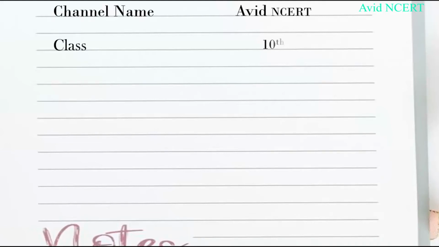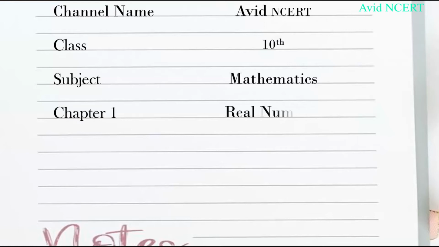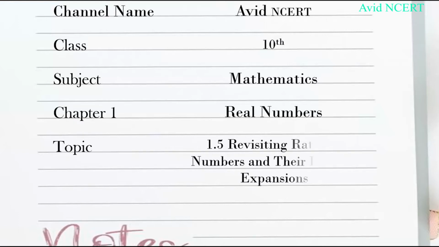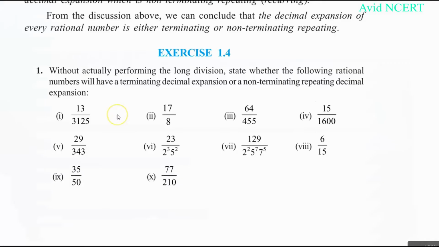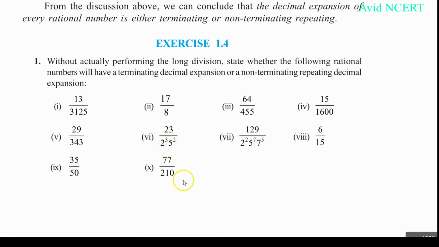This is Geeta. This session is for class 10 mathematics, chapter 1 real numbers, and the topic we'll be discussing is 1.5 revisiting rational numbers and their decimal expansions. Today we'll be solving question number 1 from exercise 1.4, which is on page number 17. In exercise 1.4 we have completed till the fifth problem. Now let's solve the remaining problems.